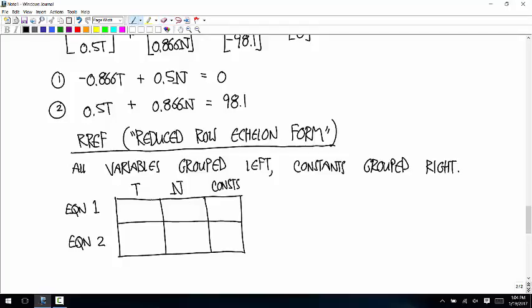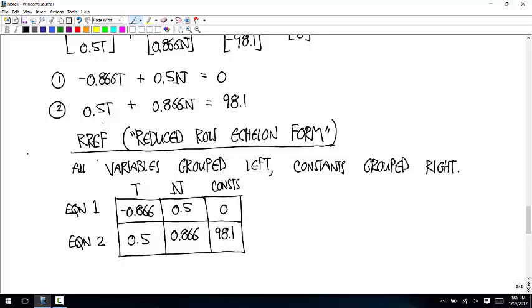And now in each one of these boxes, we're just going to enter the coefficient of that variable. So in equation 1, what's the coefficient for t's? Yep, negative 0.866. What's the coefficient for n's? Yep, 0.5. What's the constant for equation 1? 0. And now for equation 2, what's the coefficient for t's? 0.5. For n's? And the constant?